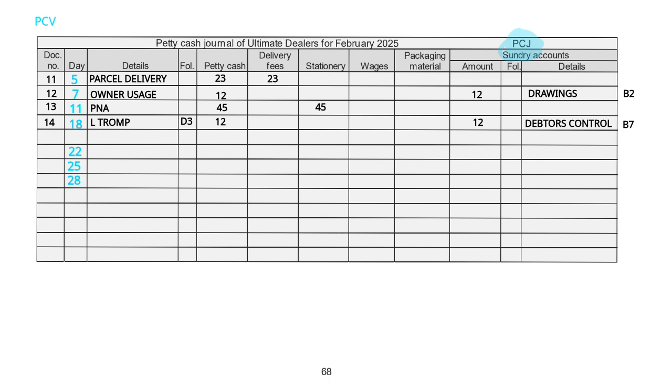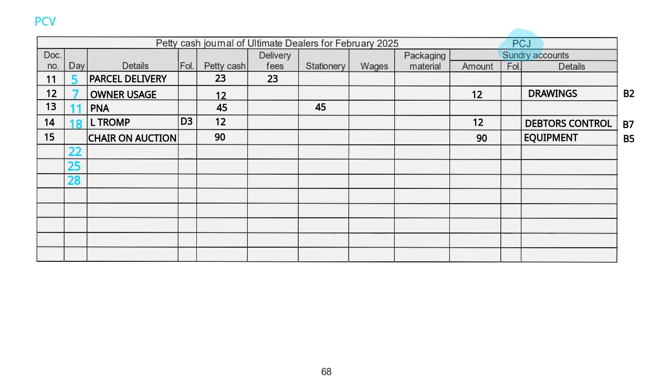bought an office chair on auction 90 Rand and paid out of petty cash. Now, an office chair is equipment. We do not have a column for equipment, so it's going to go to our sundry accounts. Equipment we know is B5. The amount is 90 Rand. 90 Rand in petty cash. Our details will be chair on auction. And we're using petty cash voucher number 15.